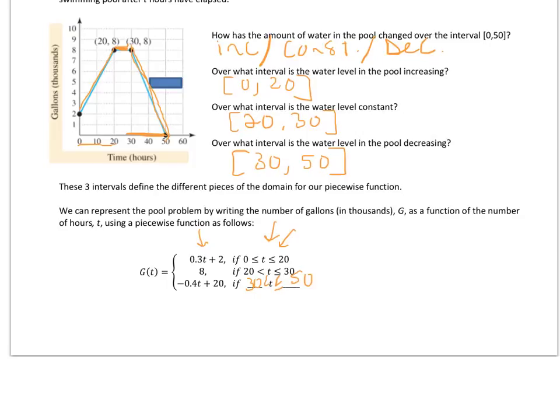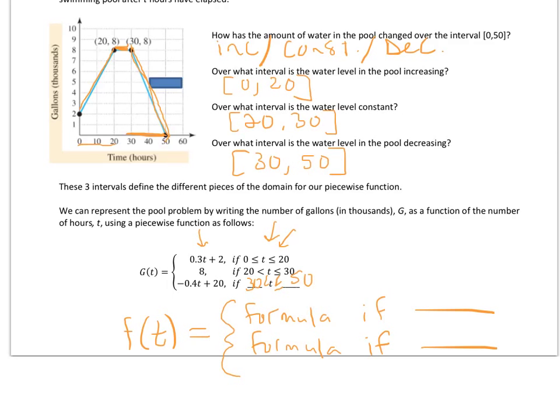So this is our typical notation for a piecewise formula. You would name the function, so in this case we named it g of t, but you name the function something like g of t or f of t, then you put an open curly bracket, you put formulas, and then you write "if" after the formula, and then you give an interval of when that formula applies.